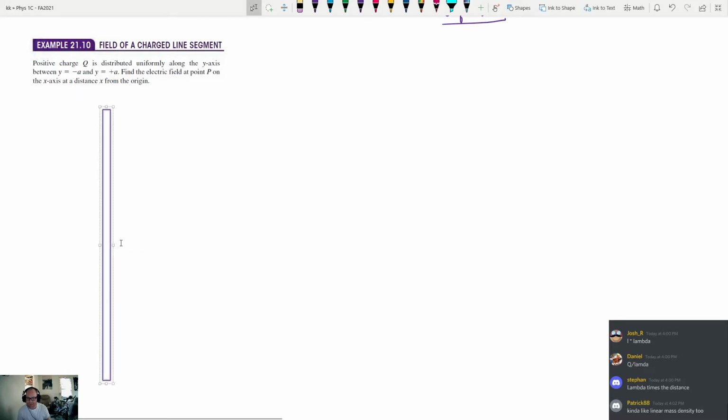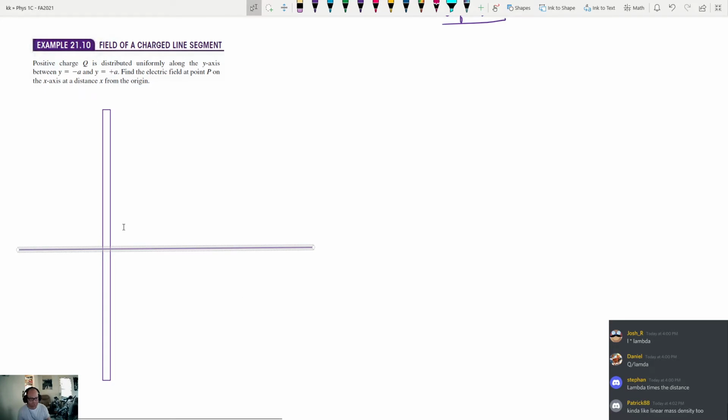This rod carries positive charges. It is along the y-axis between negative A and positive A, so I'm going to draw another line in here to represent the x-axis. We'll draw a line right through the middle. That's going to represent our positive x-axis. The y-axis is going to go up and down.